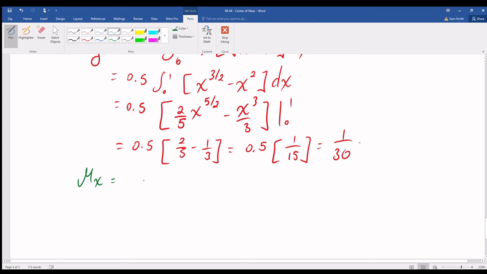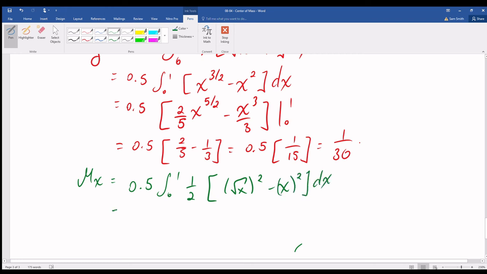And recall that m sub x was used to find y. And so the formula for m sub x used to find y will have extra outputs f of x squared and g of x squared. So this will be rho, the density, 0.5, integral from 0 to 1 of 1/2 times the quantity f of x squared minus g of x squared. So that will be equal to 1/4 integral from 0 to 1 of x minus x squared.